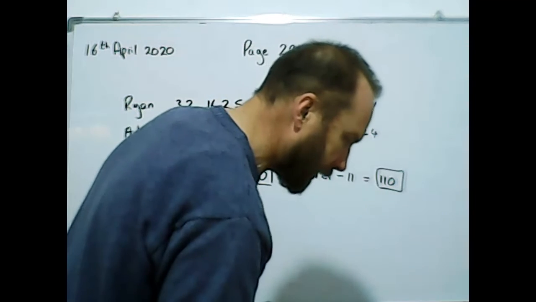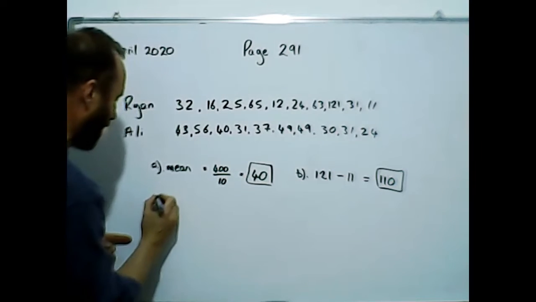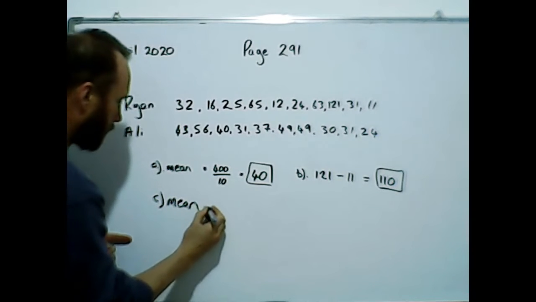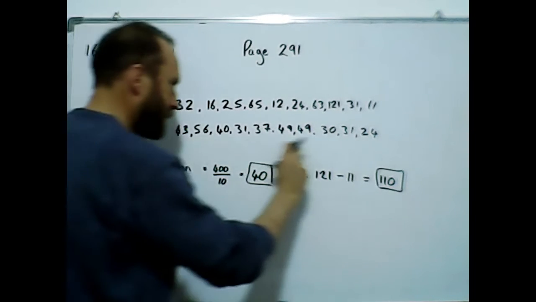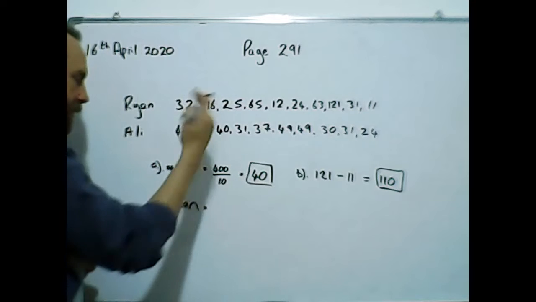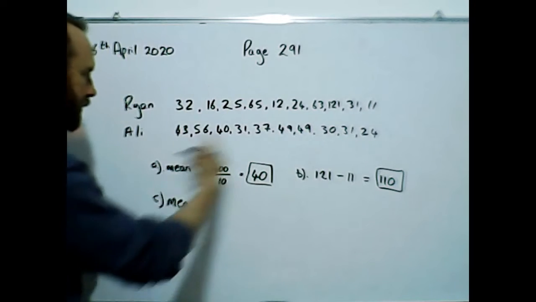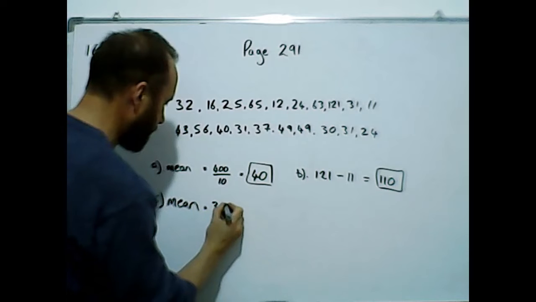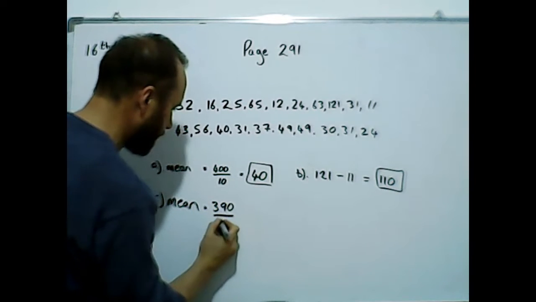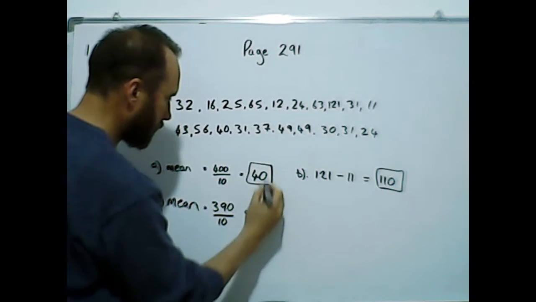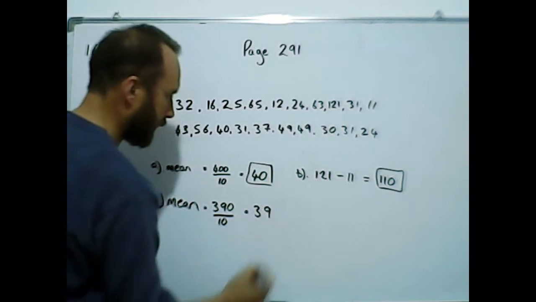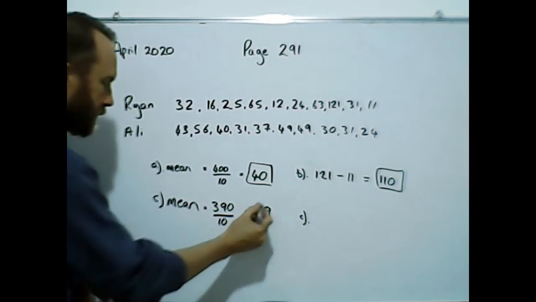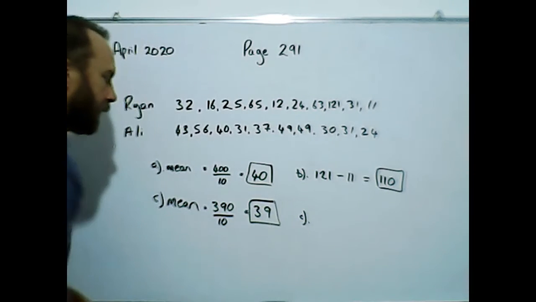Part C, what do we say? Work out the mean for Ali. What's the mean? The mean is the addition of all of these numbers divided by the number of numbers. Again, I did this earlier. I got 390 divided by 10 equals 39. Okay? So that's our mean, okay?